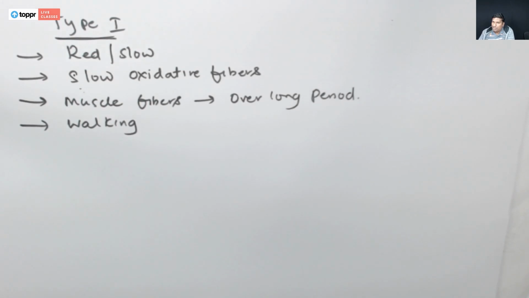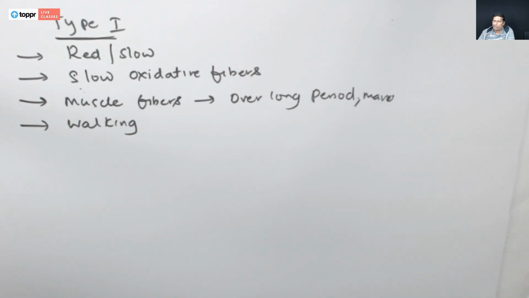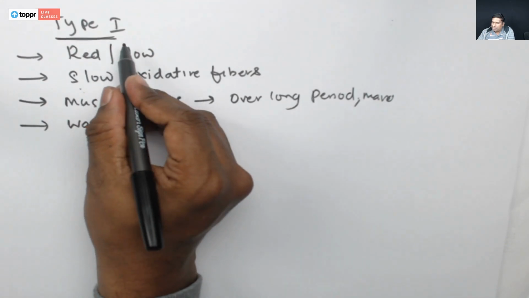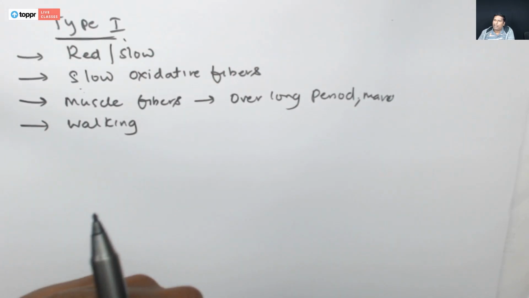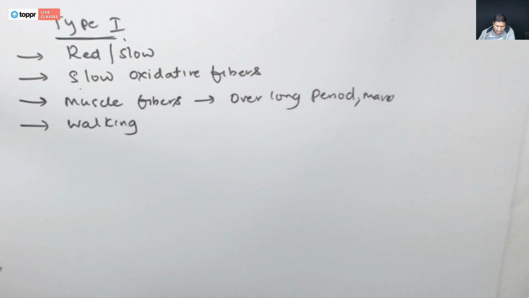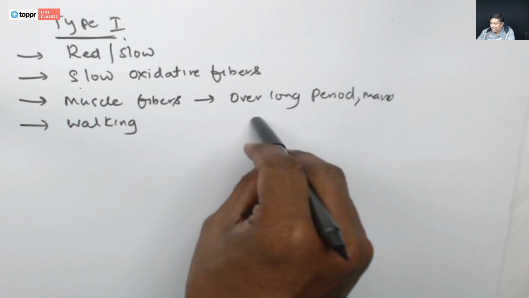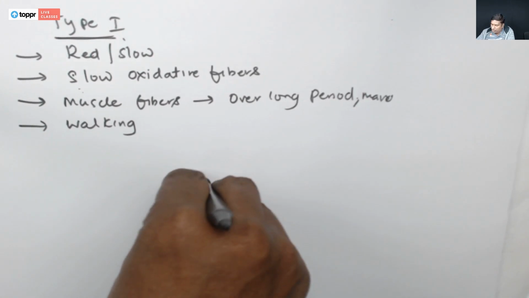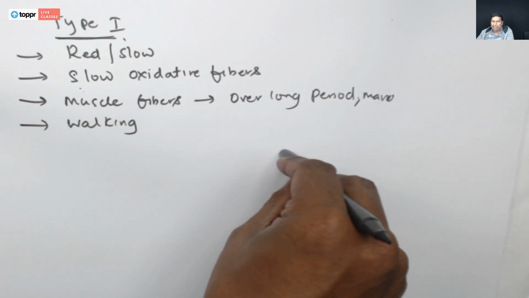So in situations where you need slower and longer periods of activity, for instance, you are running a marathon, you need the muscles to be active for a longer period. In those situations, it is the type 1 muscle fibers that get activated. They keep contracting and relaxing over a long period of time. So these are found in muscles where you need them to act over a long period of time.